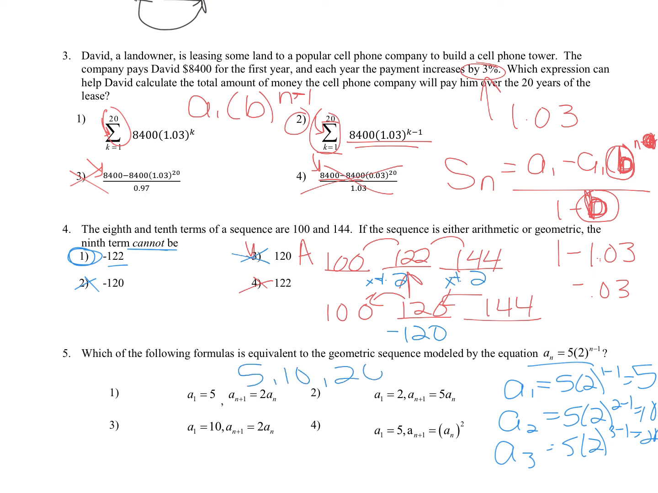Seeing my recursive sequences, we want our a sub 1 to be 5, so I'm going to cross out these two. And to get to the next term, we're multiplying by 2. Now, this one has it set up a little differently. We see the n and the n plus 1. Usually we see n minus 1 and n here in those locations, but we know that means the same thing. It just means to get the next term, take the term before it. So that's choice 1.